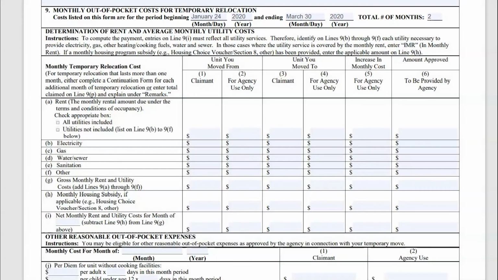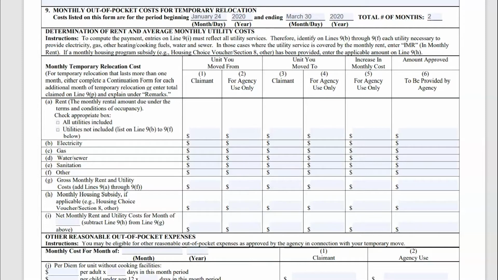Then the claimant should complete the determination of rent and average monthly utility costs table to compute payment for rent and utility costs that surpass what the claimant would have paid at their permanent dwelling that they are being temporarily displaced from. Claimants should input their monthly temporary relocation costs for rows A through I.